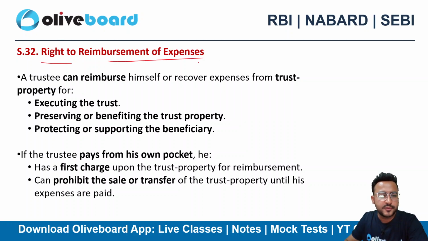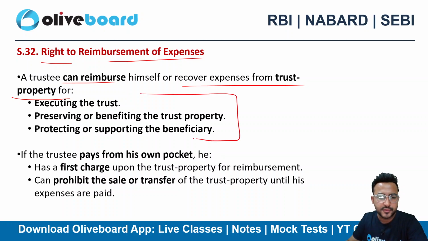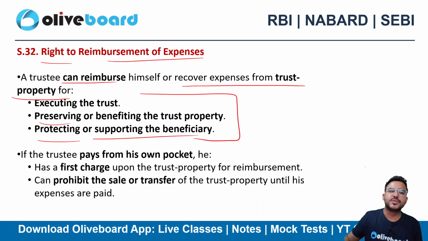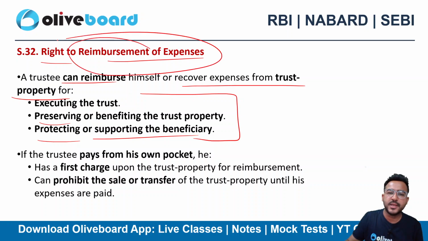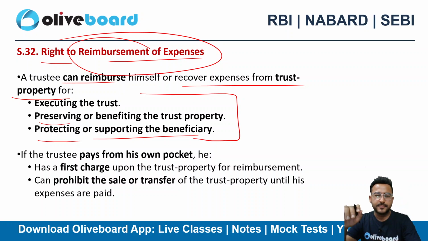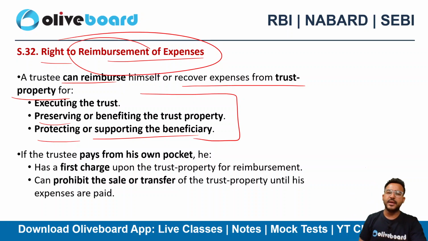Right to reimbursement of expenses. Trustee can reimburse himself or recover expenses from trust property for executing the trust, preserving it, or protecting the beneficiaries. So he has the right to reimbursement of the expenses. Let's suppose as a trustee I have personally incurred 10,000 rupees for the benefit of that trust. Now I am eligible for the reimbursement of that expense, right?